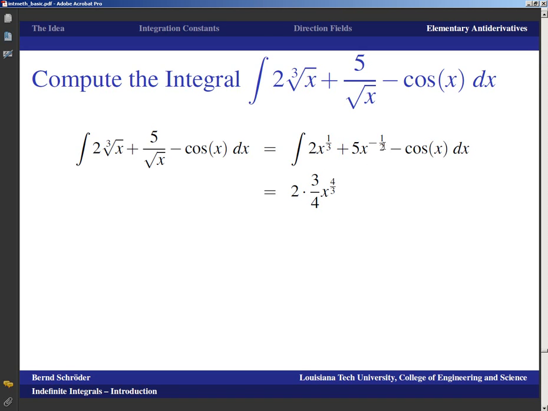Let's see, negative 1/2 plus 1 is 1/2. So we keep the 5, and 1 over 1/2 is 2. So we get 5 times 2, and the x to the 1/2. That's the exponent that we get from just adding 1 to the original exponent.